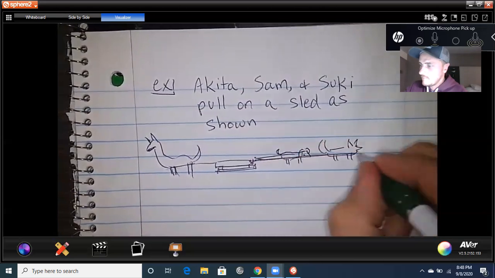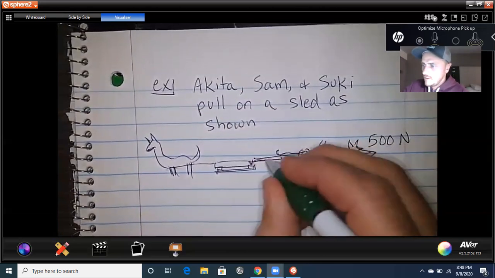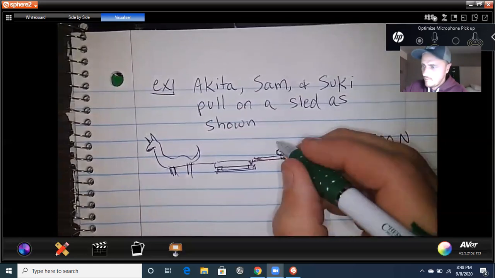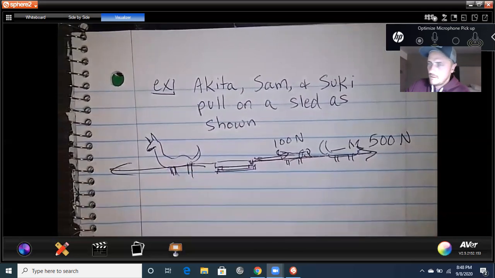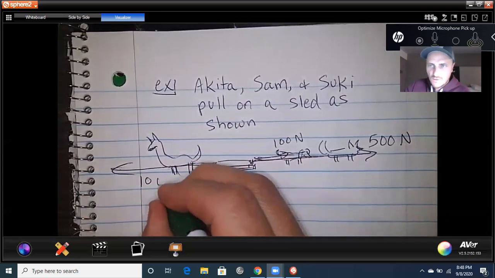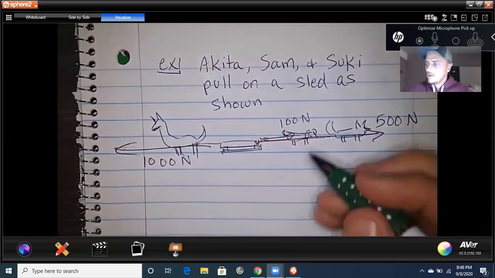This one's pulling with a vector of, let's say, 500 newtons. Sounds reasonable. This dachshund, let's face it, it's not pulling with very much. Let's say 100 newtons. This guy right here, the belle of the ball, 1,000 newtons right here. Guy says, forget you too.